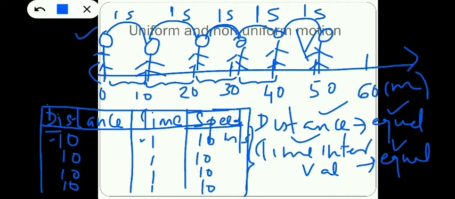Okay. So once again, let's define uniform motion. What is uniform motion? Uniform motion is a type of motion in which the object covers equal distances in equal time intervals. Okay.